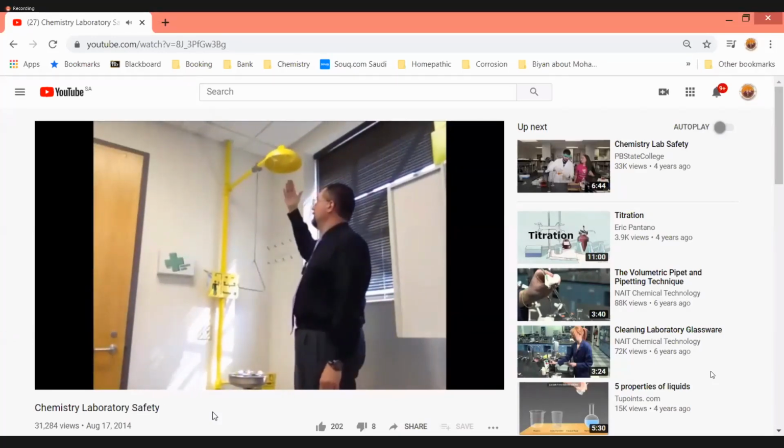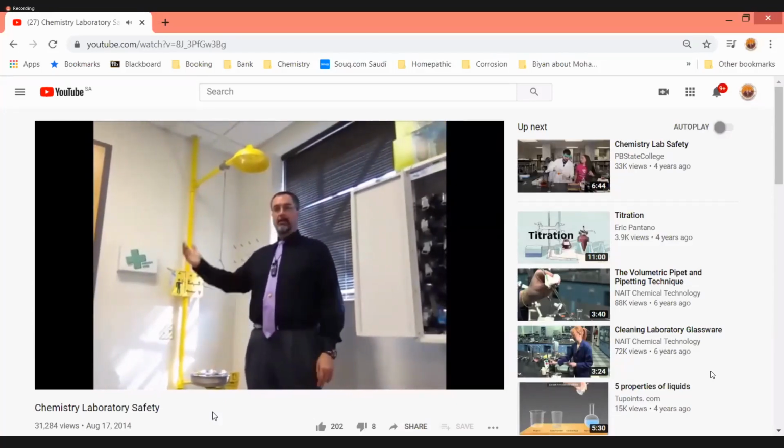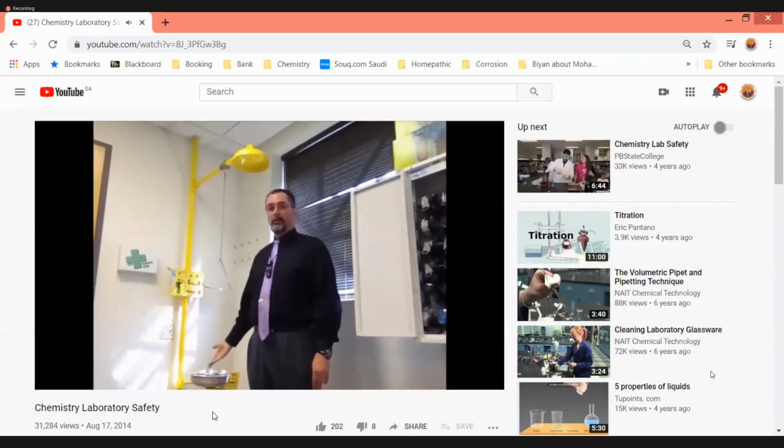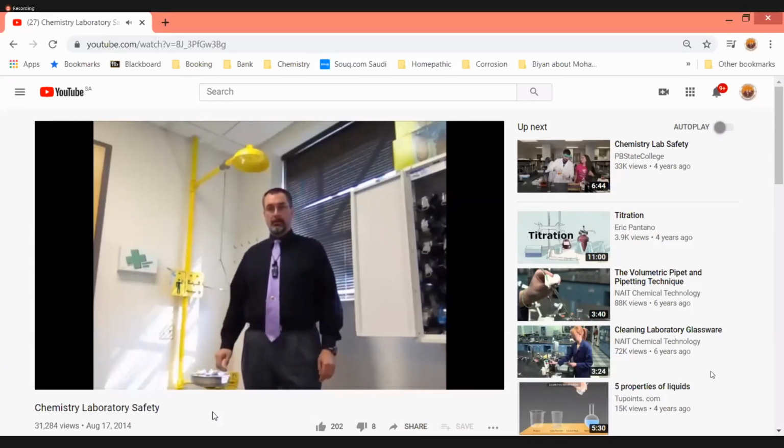Now, these are in case of chemical spills. Either you get chemicals all over your body or in your eyes. It's very important that you get to the safety shower or eye wash very quickly. If you don't, you could do permanent damage to yourself.